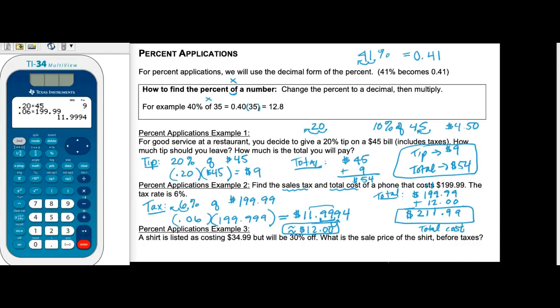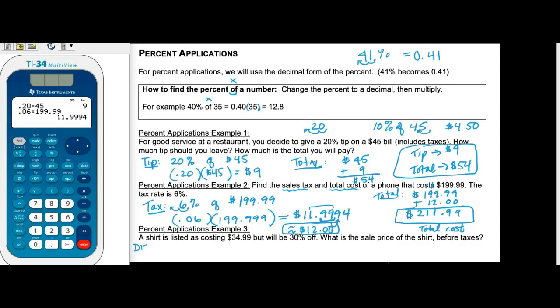Okay, so last one here. So we've got a shirt listed at $34.99, but it will be 30% off. What is the sale price? So this one's a little bit different because in the other 2 examples, you're taking a percentage and you're adding it to an amount because, you know, tax and tip, it's increasing the amount that you have to pay. This is a little bit different because we're going to be taking this off the amount. But in terms of finding the percentage of this number, that's actually the same.